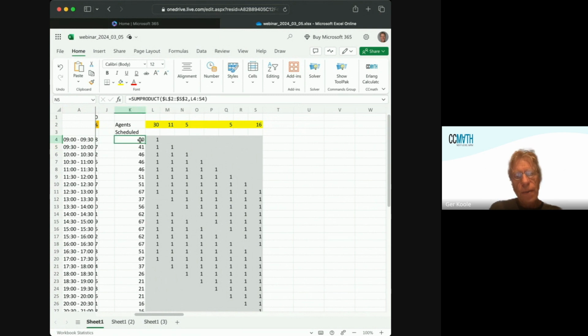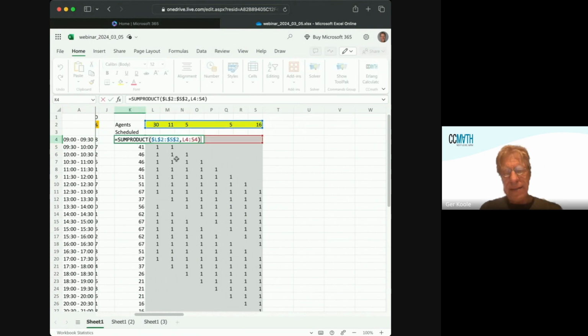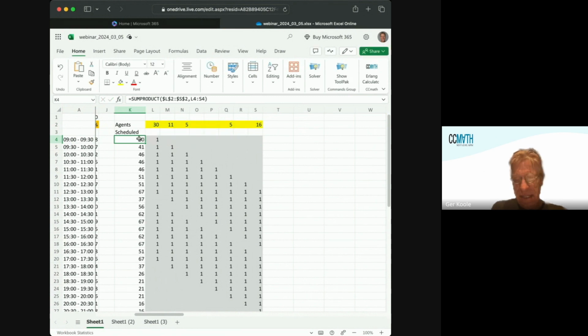So the formula behind here, and many of you will be familiar with that, if you're a bit handy in Excel, you probably know that. This is the sum product formula. So you multiply this yellow vector range with the corresponding range here, and then you get these numbers.